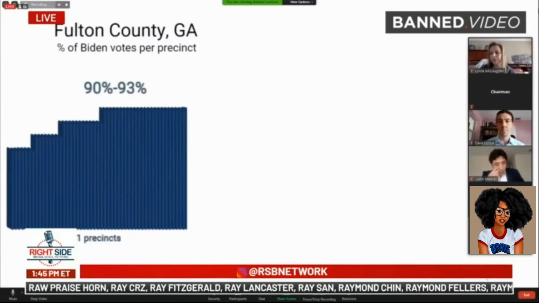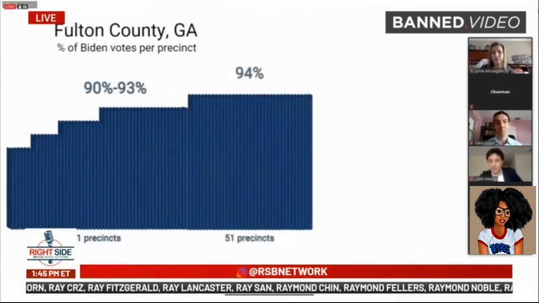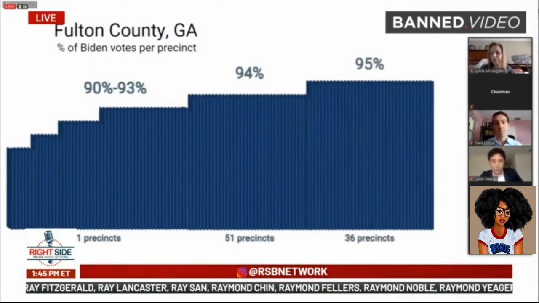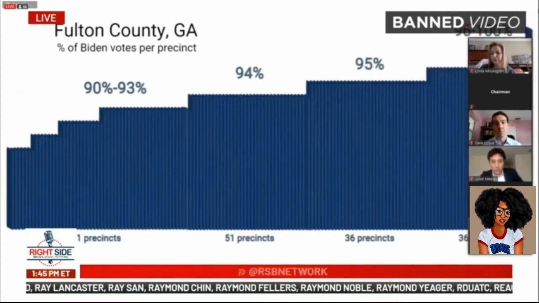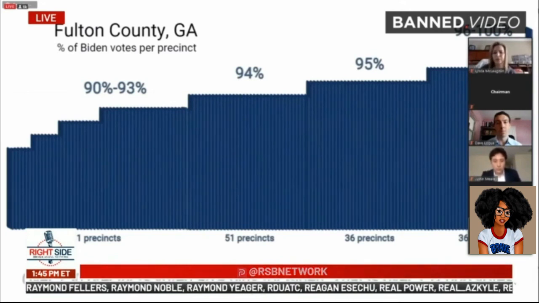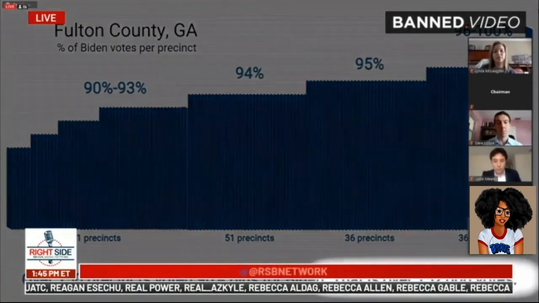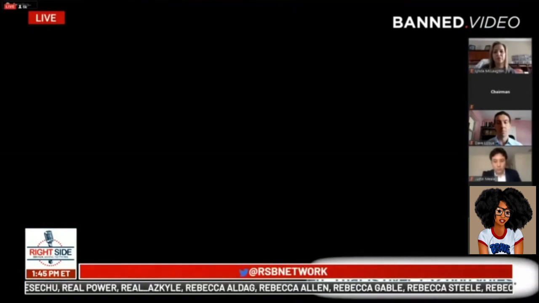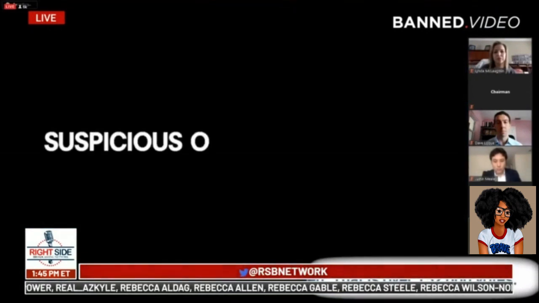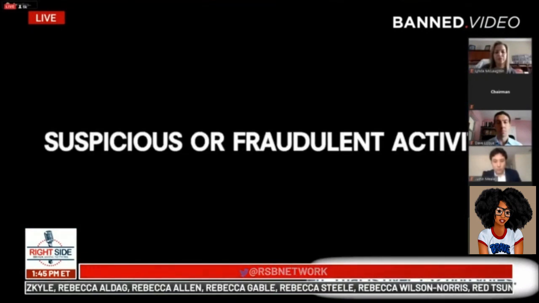Receiving over 90% in a precinct is a marker for fraud. In Fulton County alone, we can see that more than 150 precincts voted 90% or more for Biden. In the statewide race that was decided by less than 13,000 votes, these 150 Fulton precincts alone accounted for 152,000 Biden votes. This is a clear indicator of suspicious or outright fraudulent activity.